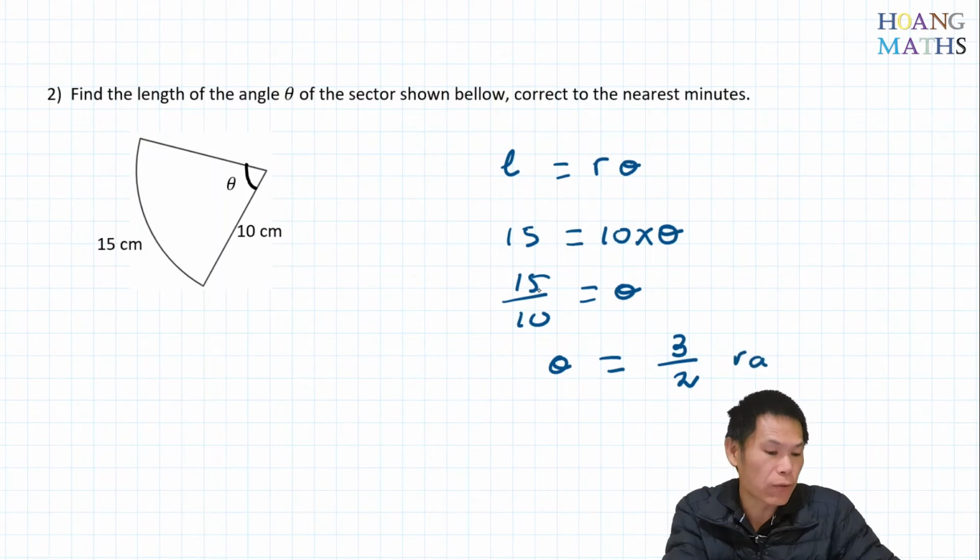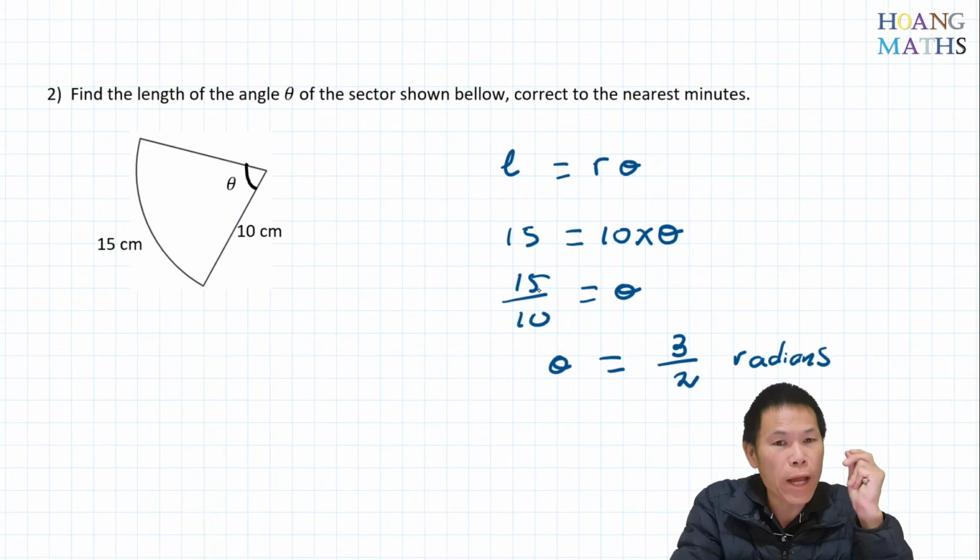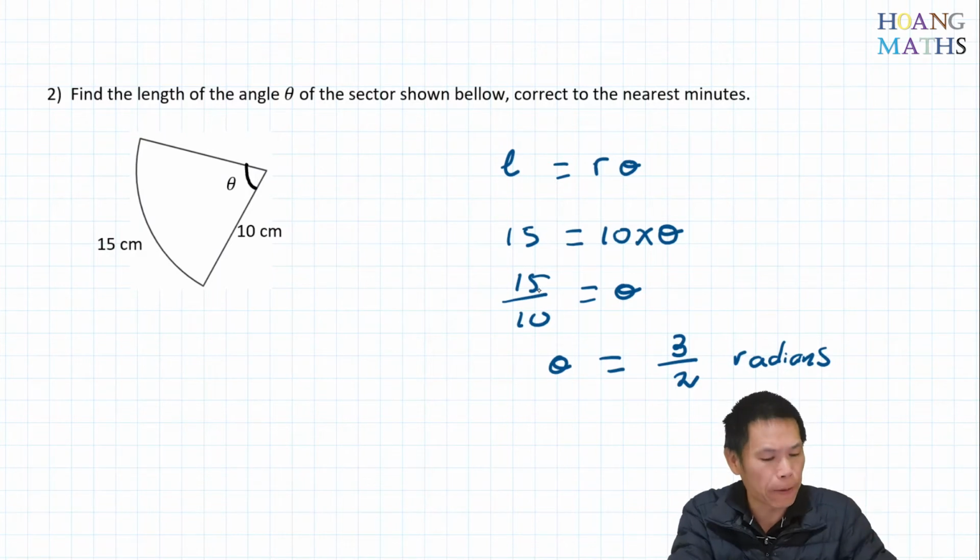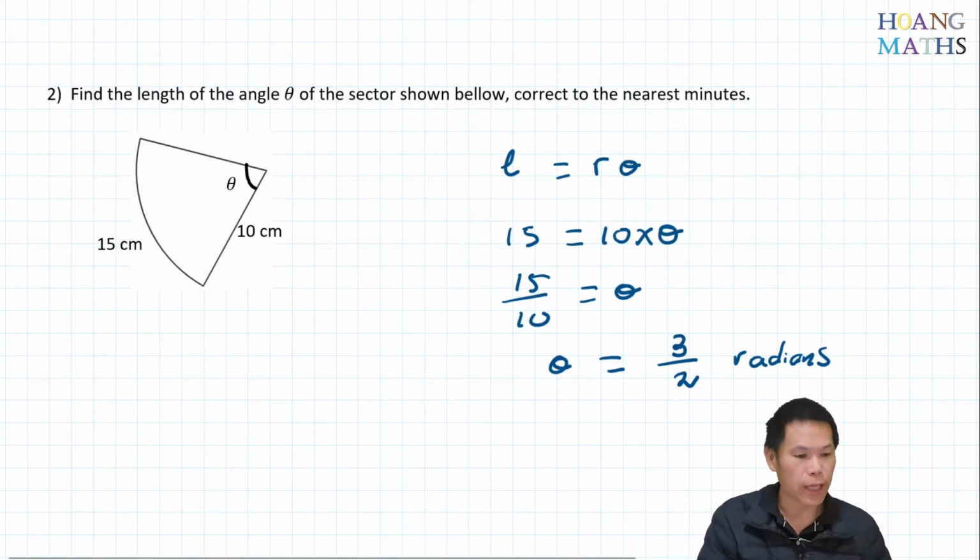I can just write radians. But then we don't want that. We want it in terms of degrees. So what I do, I need to multiply by 180 over pi. So I just quickly use the calculator.